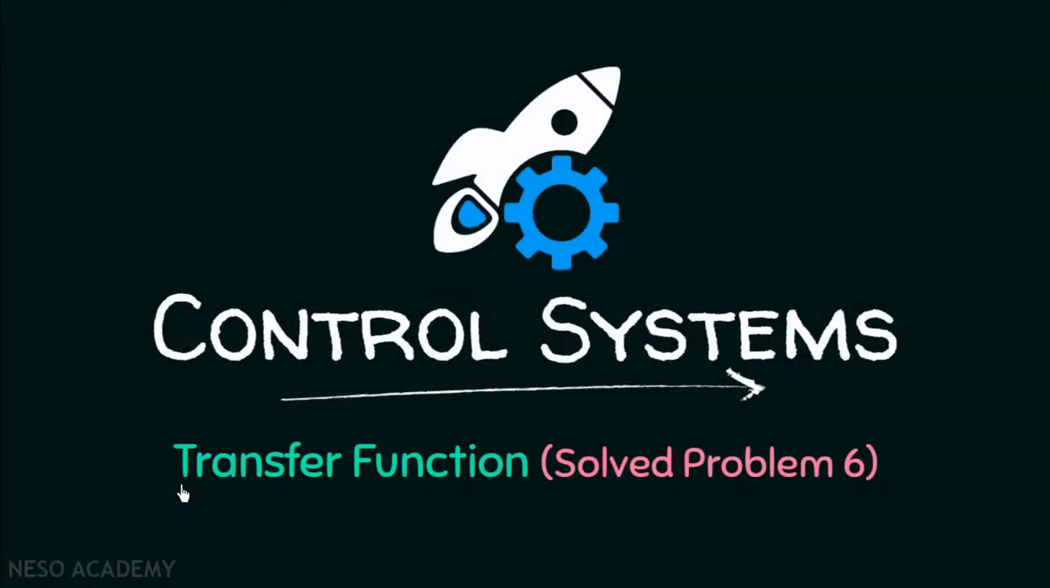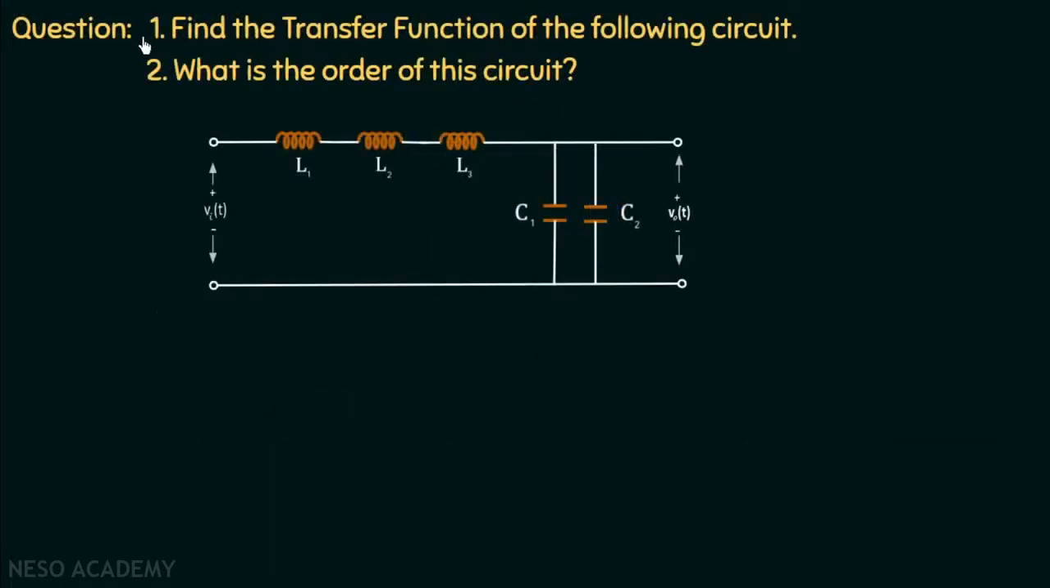In this presentation, we are going to solve our problem number 6 based on transfer function. So, let's get started. Part 1. Find the transfer function of the following circuit. The circuit is given to us. And part 2. What is the order of this circuit?